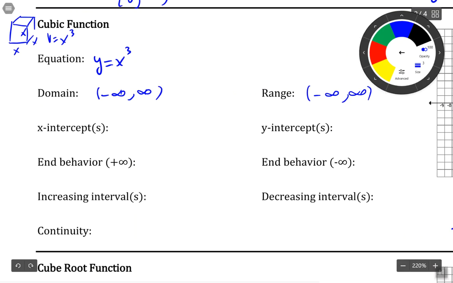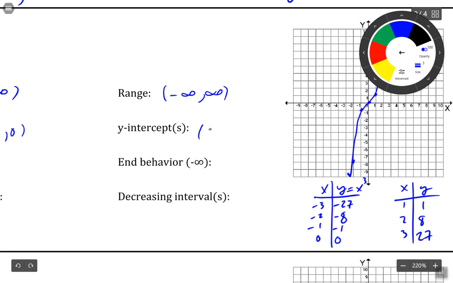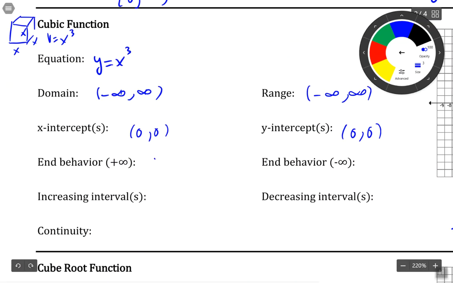What's the x-intercept? 0, 0. What's the y-intercept? 0, 0. Awesome. End behavior. As x goes to infinity, now answer it. Y goes to? What were we saying? No, it's going to positive. Okay. As x goes to negative infinity, what does y go to? Negative infinity. Yes.